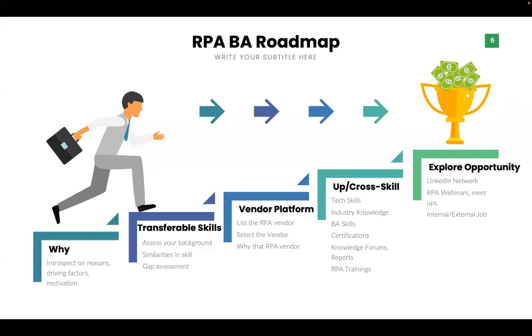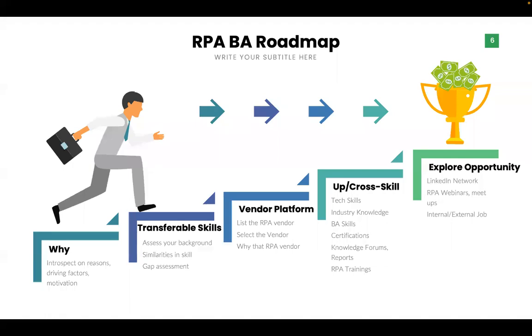Okay, now the next part: once you have assessed the gaps and selected the RPA vendor, now you have to upskill or cross skill. If you're coming from an entirely different background, you do not know anything about BA, your domain is different, then you have to cross skill. But if your case is similar to Kevin, who is from a risk and regulatory background and whose department had some RPA program, then you just have to upskill. The gap is not that huge for you.